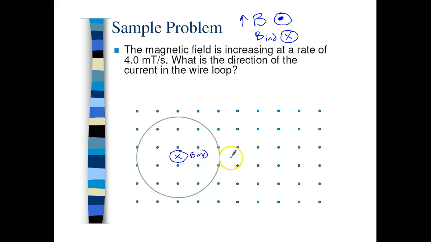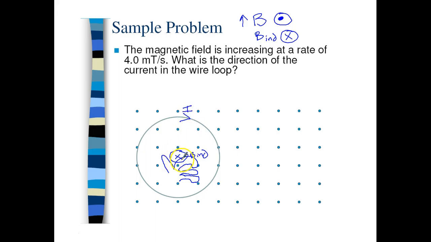So what we'll do here is we're going to take our thumb and make our thumb go in the direction of the magnetic field. So our thumb is actually going to point into the page. And when that happens, our fingers will curl around this way. It's a really bad picture, but there we go. Our fingers will curl around to the right, and so we know that the current will go in this direction.